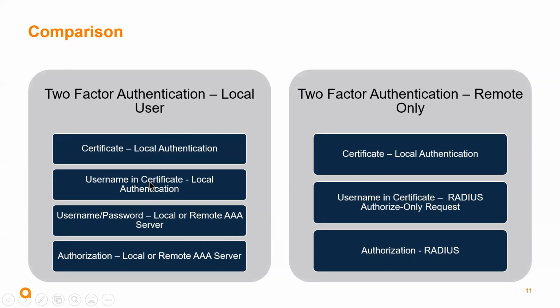The username and password are validated locally or additionally by the AAA server in the local user feature. But here the username and password are not required. Only the username in the certificate is checked for the RADIUS authorize only request. Here the authorization is coupled with the local authentication or the remote AAA server. Here the authorization is fully RADIUS only. There is no local authorization here.